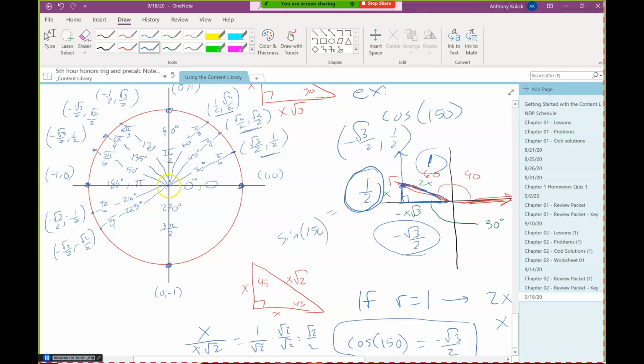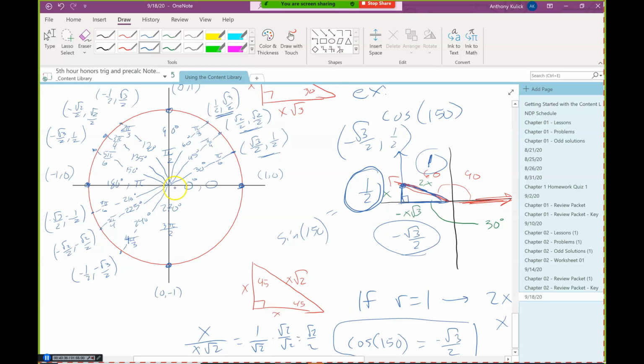And then the 60-degree angle is 240, which is 4 pi over 3 radians, and will be the same as the 60-degree angle, except both coordinates should be negative. Everybody so far so good?